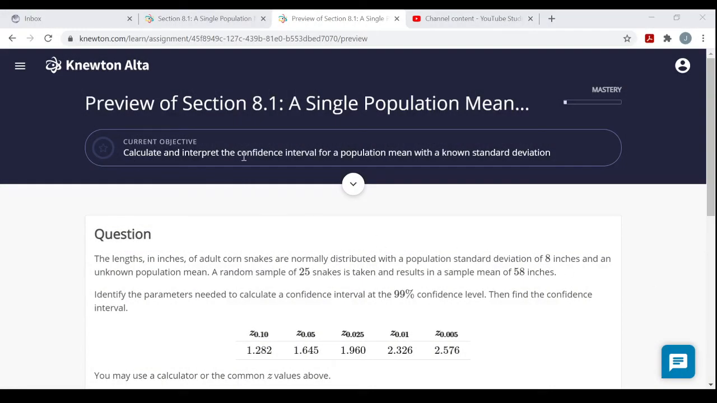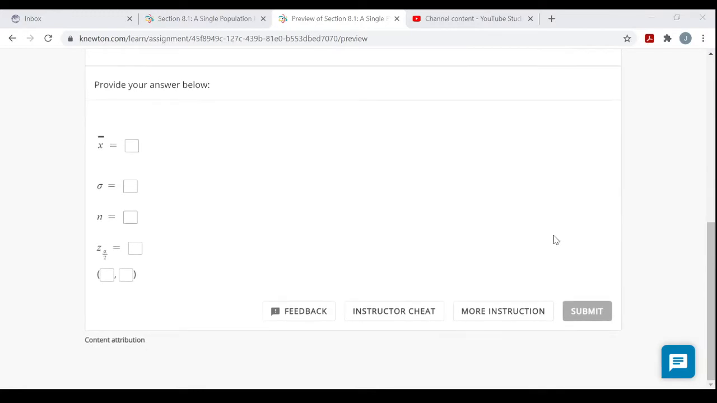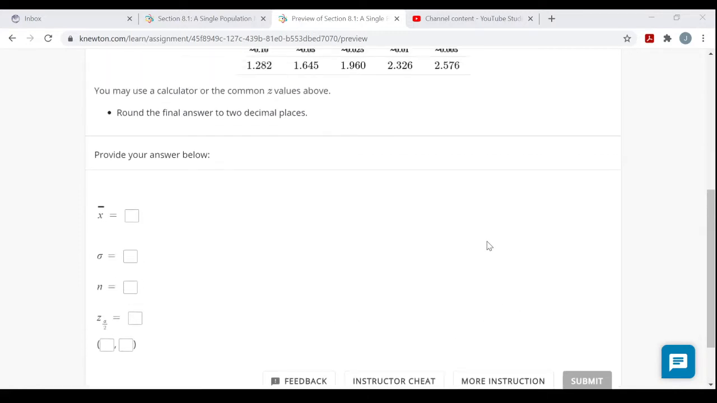Alright, so again, if you're unfamiliar with the topic, hopefully you've read through section 8.1 of your OpenStax statistics book, looked at all those examples, taken notes there. If you're unfamiliar with it still, you can click on more instruction here and read the notes or watch the videos or read the examples that they have for you and see if that helps out.